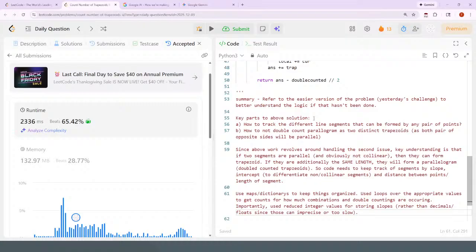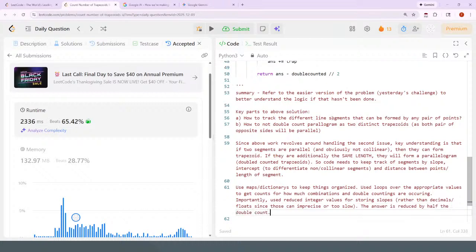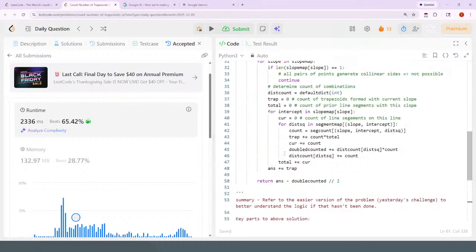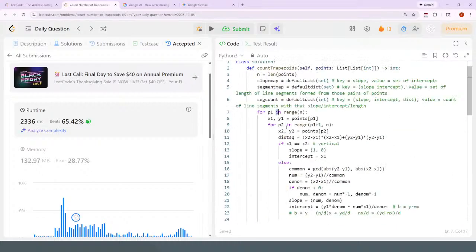And then the answer is reduced by half the double count. And that's pretty much it. So for every pair of points, we calculate the distance between those points. I'd keep track of distance squared, since distance squared is just a better way of keeping track of things rather than taking the square root and doing decimals, whereas distance squared is also kind of equivalently unique to certain distances.